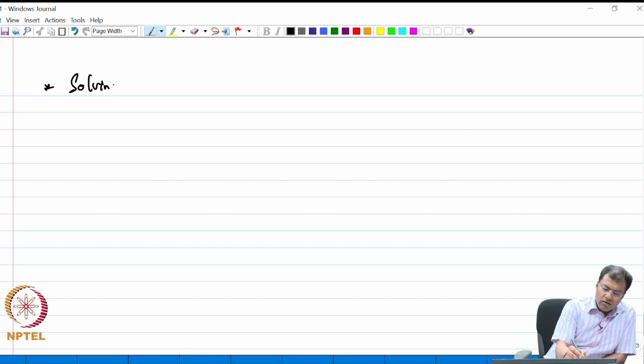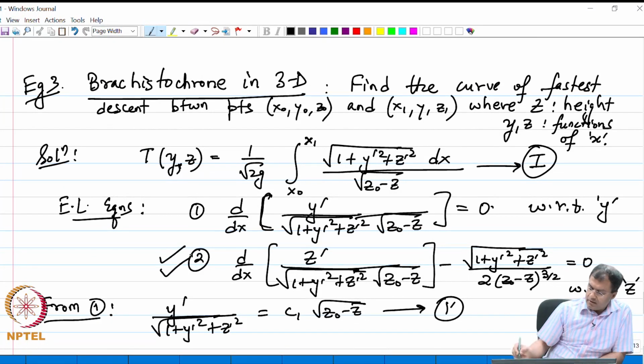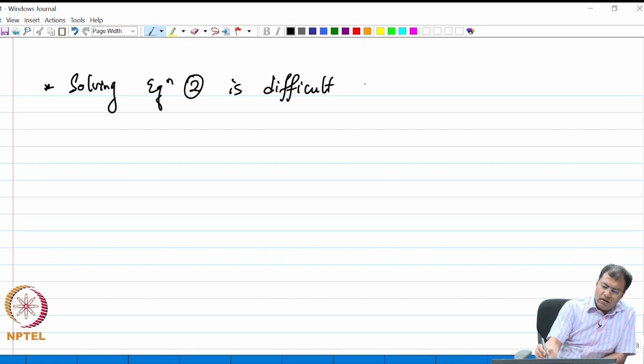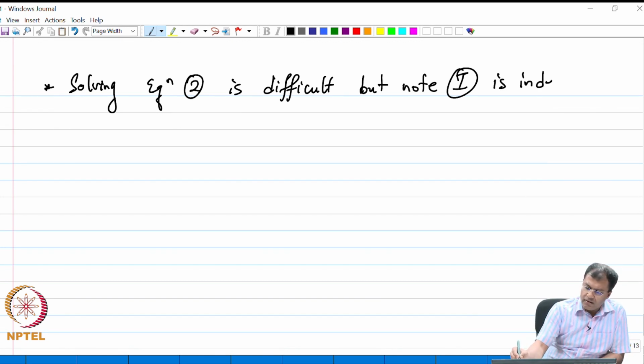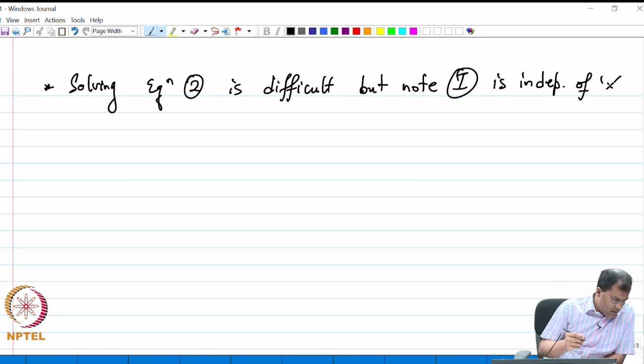Solving the second equation is a mess. Solving equation 2 is difficult. But we have to note that the original integral is independent of the variable x. And so, in this case we can use the Beltrami identity.